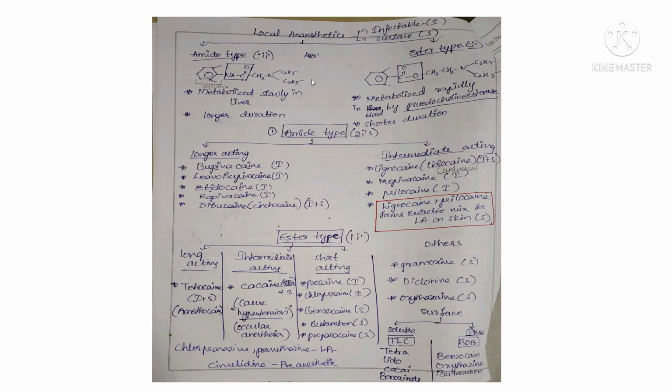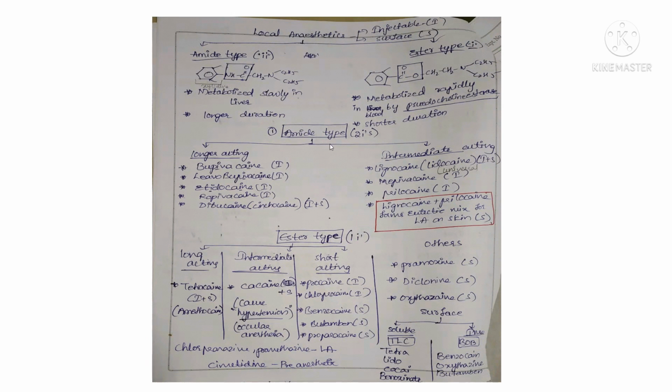This is the general structure of amide type drugs. This is the amide group and this is the whole structure. These drugs metabolize slowly in the liver, so the duration of action will be longer. Whereas ester types are metabolized rapidly by the pseudocholinesterase enzyme, so their duration of action will be shorter.